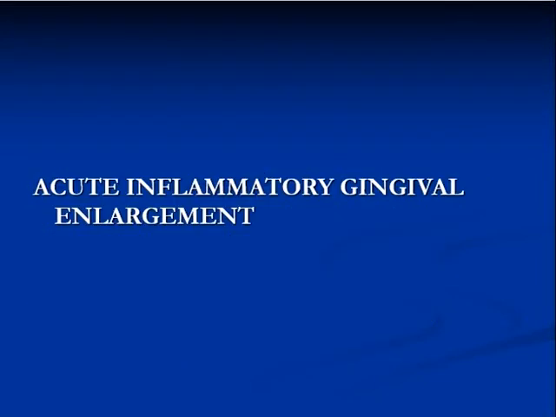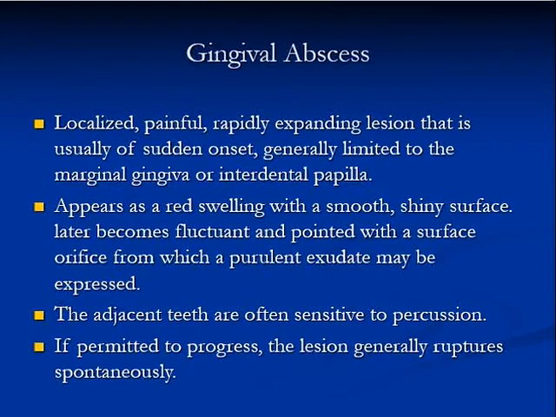Next is acute inflammatory gingival enlargement. First, gingival abscess. Gingival abscess is a localized collection of pus involving marginal gingiva or interdental papilla. It is sudden in onset and a painful condition due to associated inflammation, and this abscess occurs due to the penetration of bacteria into the deep gingival tissues associated with aggressive injury to gingiva with a foreign substance, for example, toothbrush bristle, a piece of apple core, or a lobster shell fragment.